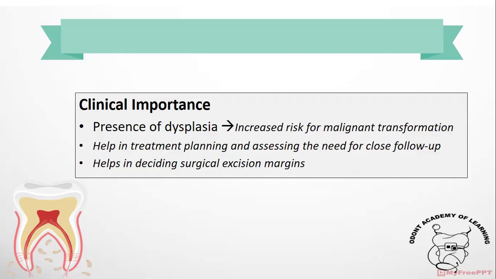Second thing is, it helps us to plan the treatment and assess the need for follow-up. It also helps in deciding what sort of surgical treatment you are going to give, whether it should be a conservative excision, whether it will be a radical one, or whether it will be a marginal dissection. So it helps us to decide the surgical excision margin. So basically dysplasia helps us to ascertain many things, so that in the future when we treat the patient, we can have a good prognosis.